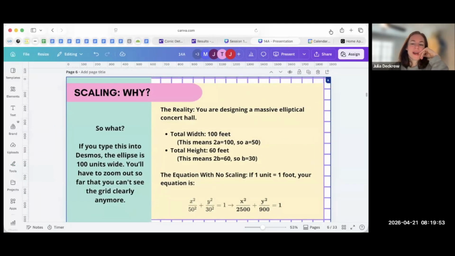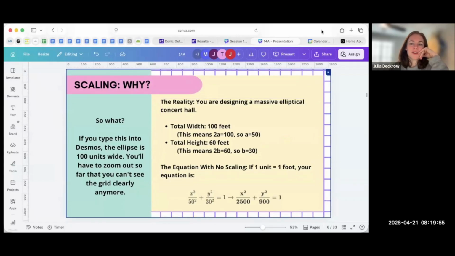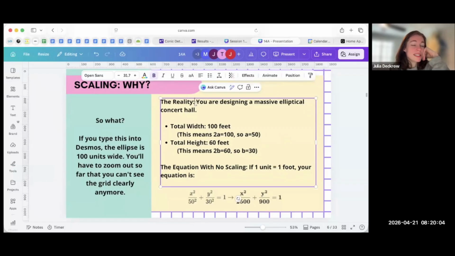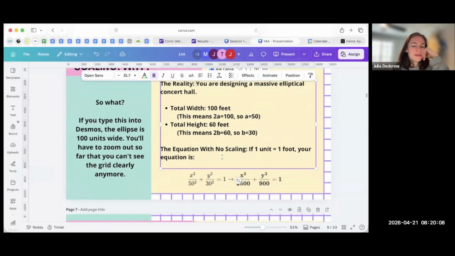Interesting. Okay, so we already talked about why you should scale. It does make it easier when you're graphing these things in Desmos if you're able to scale it down or sketch it, right? You don't want to have like 1,000 feet wide. So it depends on how large your designs are also, right? But yes, that is the thing.